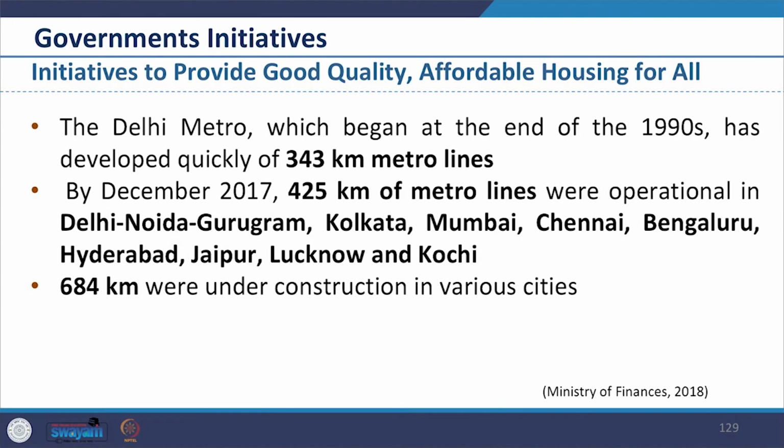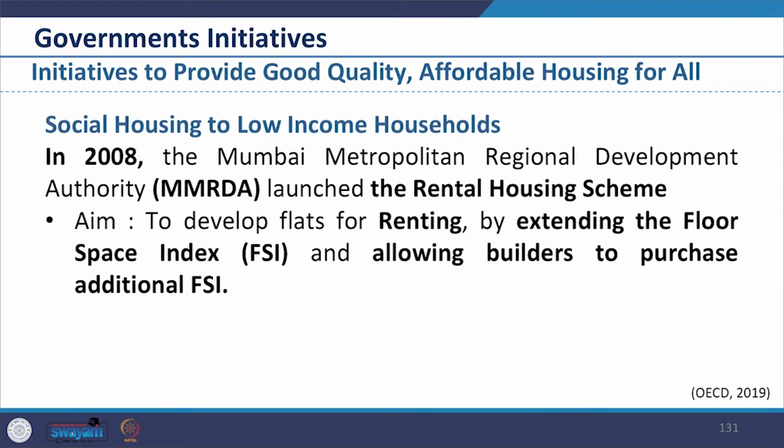Further, regarding the other infrastructure, we see that as per the intervention with respect to transportation, the Delhi Metro, which began at the end of 1990, has developed quickly, nearly more than 300 kilometers. By 2017, 425 kilometers of metro lines were operational in Delhi, Noida, Gurugram, Kolkata, Mumbai, Chennai, Bangalore, Hyderabad, Jaipur, Lucknow and Kochi, and 684 kilometers were under construction in various cities. So, we can see what initiatives have been taken.